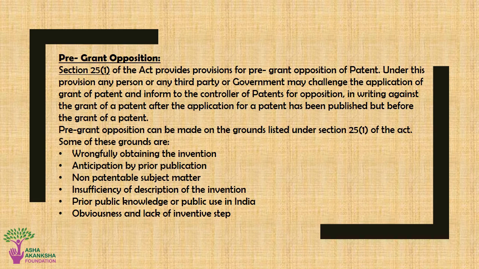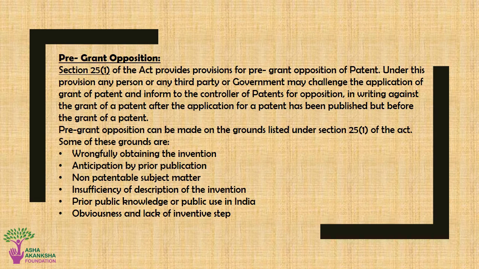Pre-grant opposition. Section 25 Clause 1 of the Act provides provisions for pre-grant opposition of patent. Under this provision, any person or any third party or government may challenge the application of grant of patent and inform the controller of patents for opposition in writing against the grant of a patent after the application for a patent has been published but before the grant of a patent.